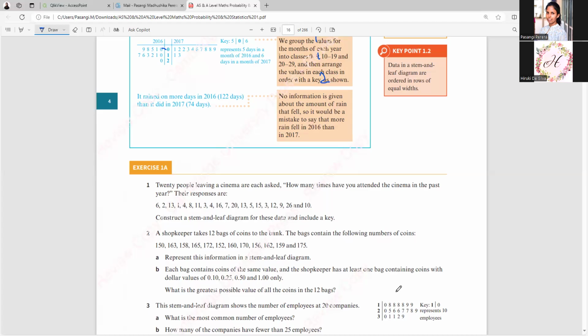Okay, now each bag contains coins. A shopkeeper takes 12 bags of coins to the bank. The bags contain the following number of coins. Each bag contains coins of the same value, and the shopkeeper has at least one bag containing coins with the dollar value of 0.10, 0.25, 0.50, and 1.00 only. What is the greatest possible value of all the coins in the 12 bags?